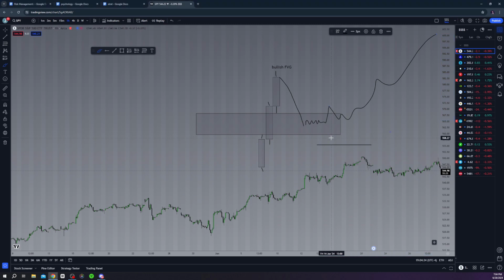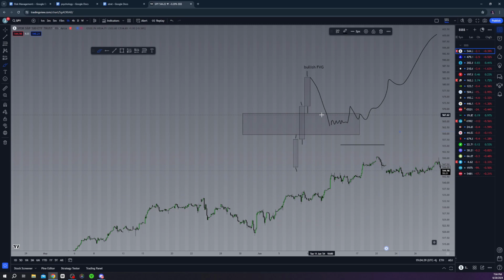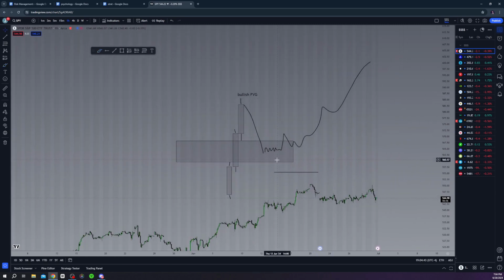Max, you're the GOAT, brother. I appreciate it. That is a bullish fair value gap. You guys understand that? Take a screenshot, write it down, do what you have to do. That is what a fair value gap looks like.